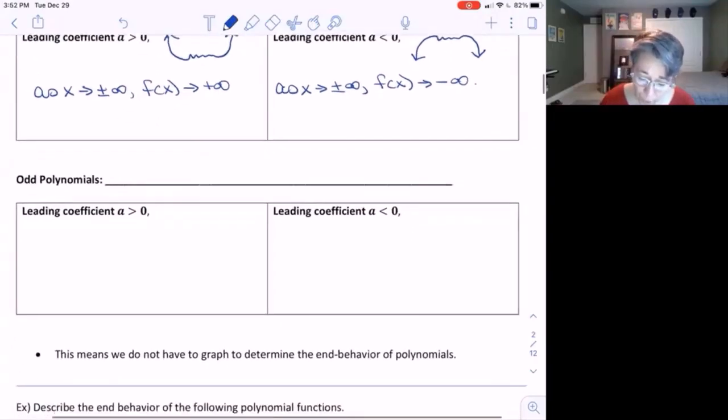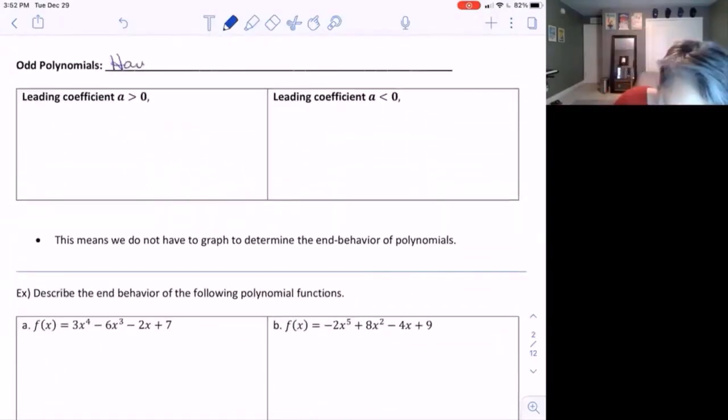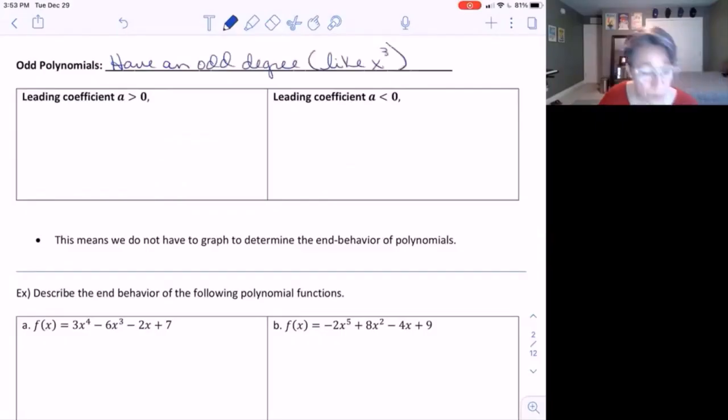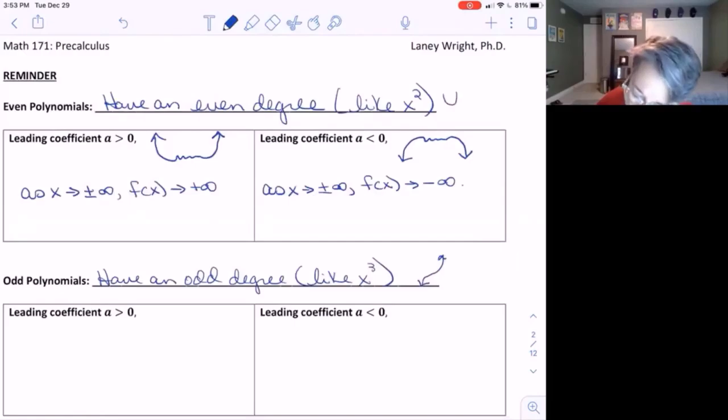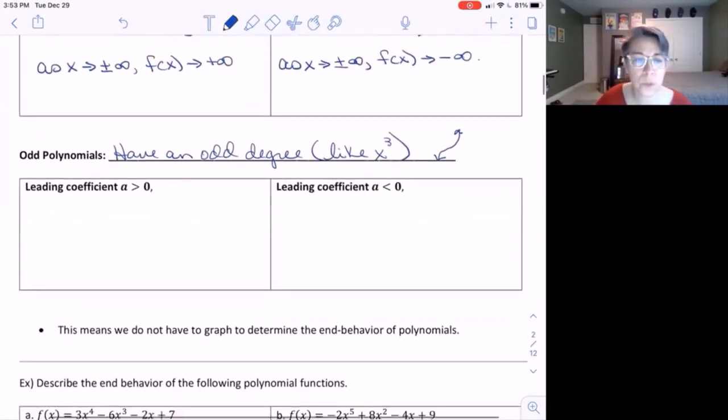Likewise, for an odd polynomial, these have an odd degree, like x cubed. And remember, our cubes look like this. That's why it's nice to know what parent functions look like, right? X squared is a parabola, x cubed has that nice little swirly-do.